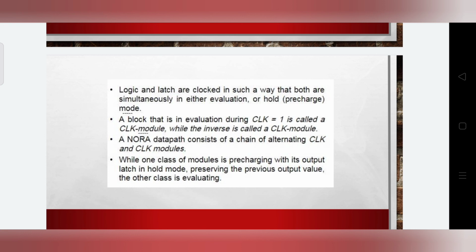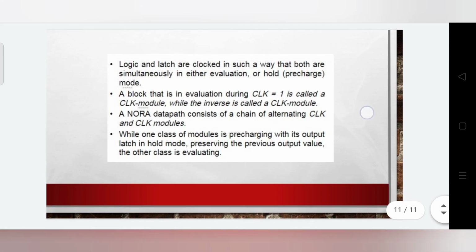When clock is equal to 0, in the clock block the logic is in precharge and the latch is in hold mode. In the clock inverse block, the logic is in evaluate and the latch is in evaluate mode. For clock equal to 1, in the clock block the logic is in evaluate and the latch is in evaluate mode, while in the clock bar block the logic is in precharge and the latch is in hold mode. Thank you.